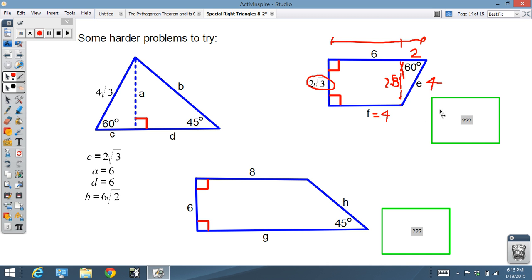Answer coming. Hope that made sense. All right, so do the same thing here. Picture a dotted line right there. That dotted line must be 6, and that gives us some information about the rest of the triangle. Here comes your answer, or the rest of the problem.